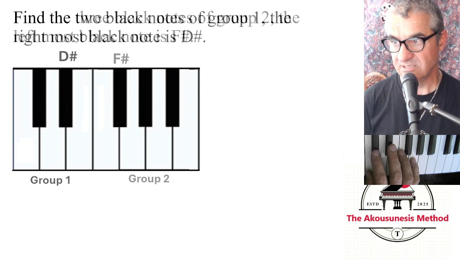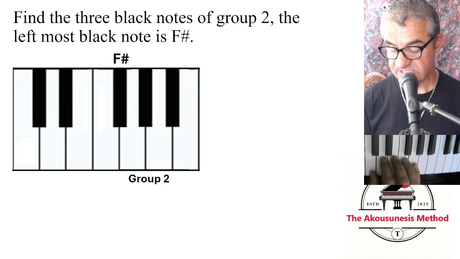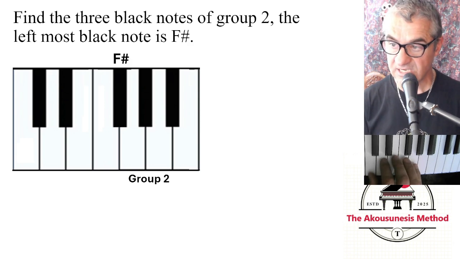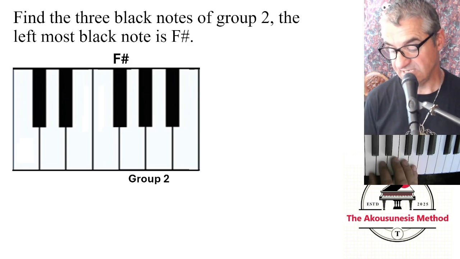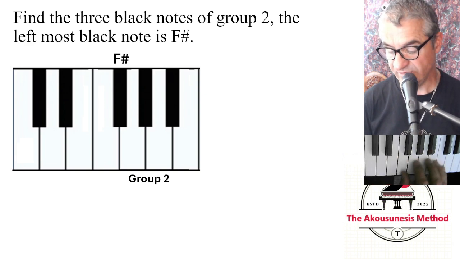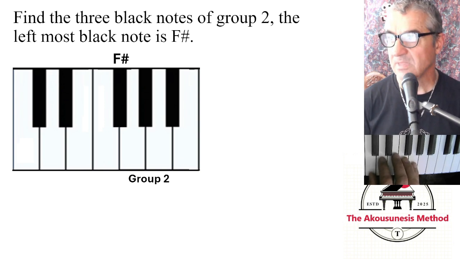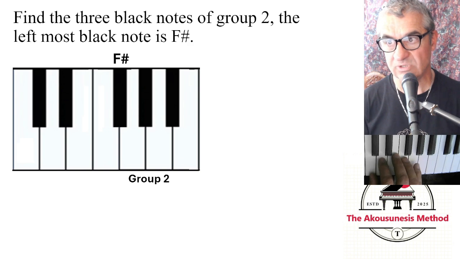And we're going to continue. Same, we're going to visualise group 2. We're going to still keep our hand on the C in this particular exercise. In another exercise, we can move our hand up to the F, okay? But for now, we're just going to keep our hand on the C, okay? Now, 3 black notes of group 2. The leftmost black note is F sharp, right?